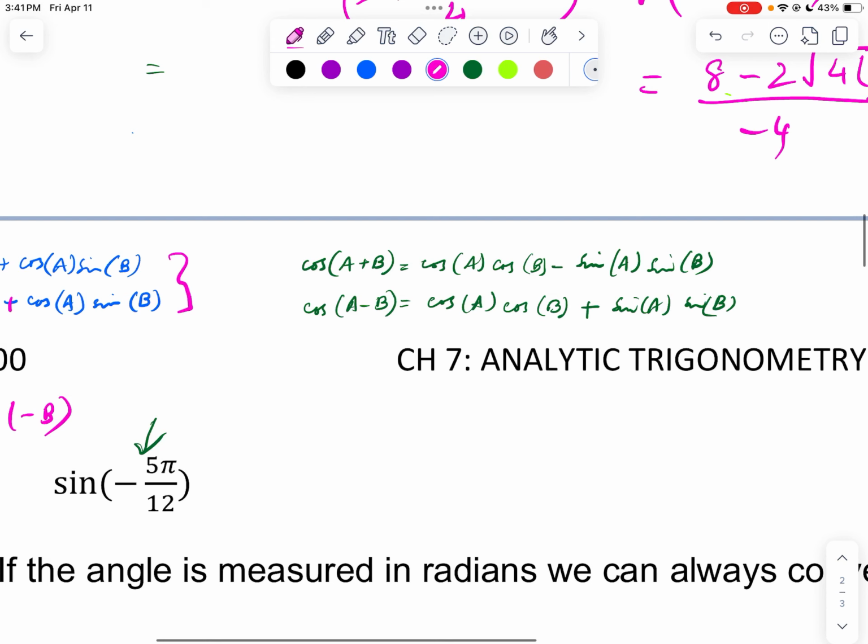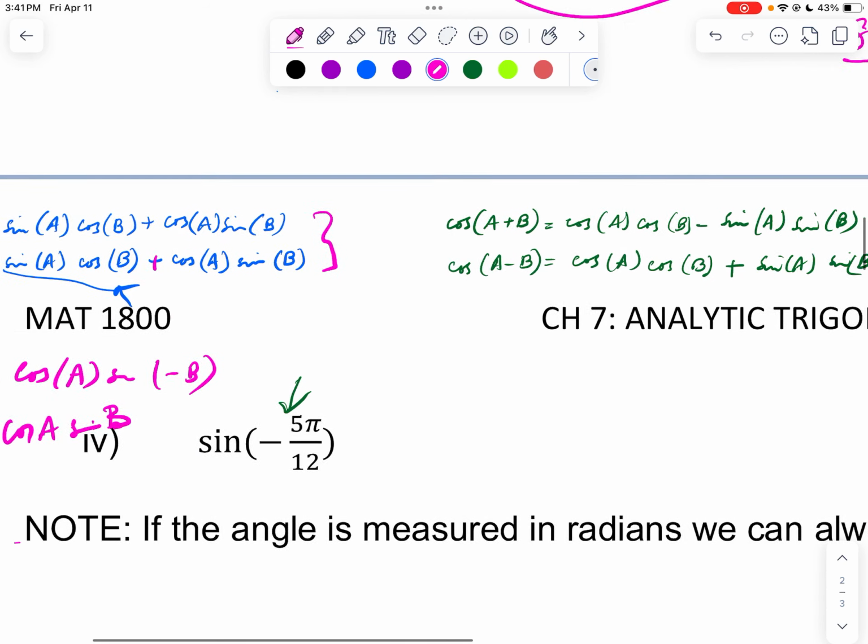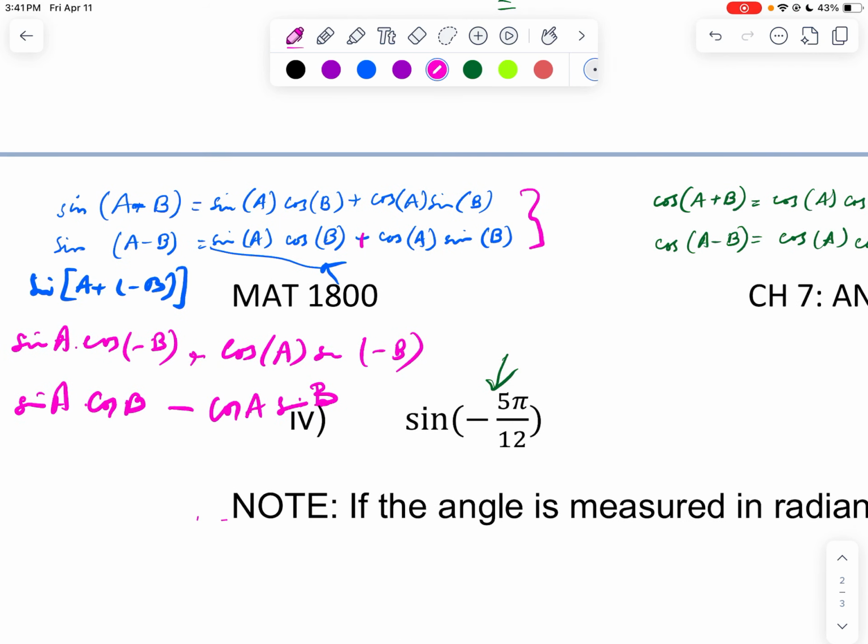So now in the previous example that we did, the values we evaluated were all given in degree measure. What if we are given something in radian measure? Well, basically the idea is the same: we have to look for angles which will add up to the given angle, or whose difference will give us our angle.